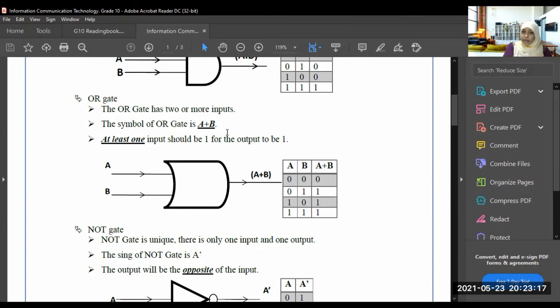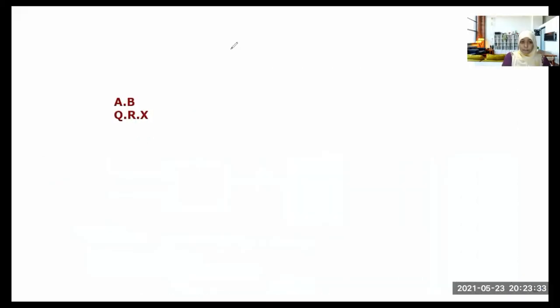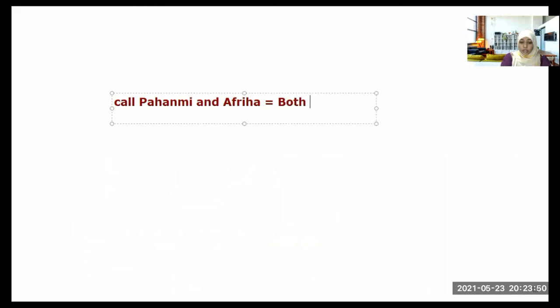So if you go with the grammar, because there will be statements in your paper, okay? After I do the basics, I will go with the paper and explain some of the questions to you, right? Now for an example, I am telling like this. First I told you, call Pahanmi and Afriha. So here that means both should come, isn't it? Both should come. So that is the AND gate, and both should be on. Here all the inputs should be on.